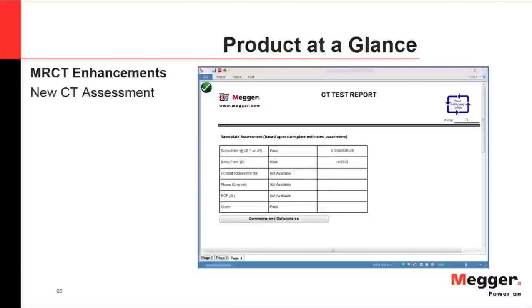The MRCT basically is providing as well a CT assessment at the end, based on the results that you have gathered from all the testing procedures. You will get an assessment of the condition of that CT according to the standard it was tested against.